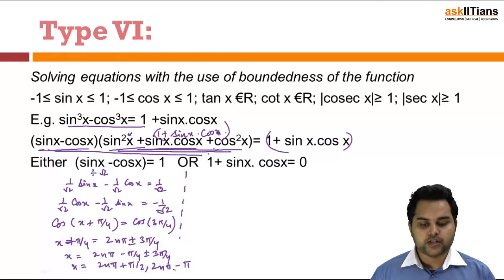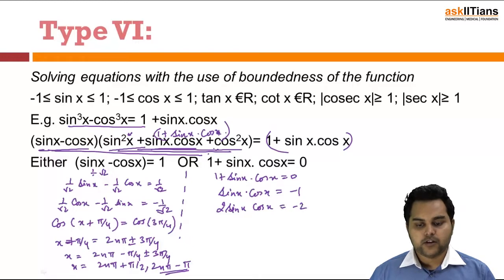So that would actually mean just 2n pi or (2n minus 1) pi, or odd values of pi. Whereas if I consider the second one, I would have 1 plus sin x cos x is equal to 0. So sin x into cos x would be equal to minus 1. So 2 sin x into cos x would be equal to minus 2. That is, sine of 2x is equal to minus 2.